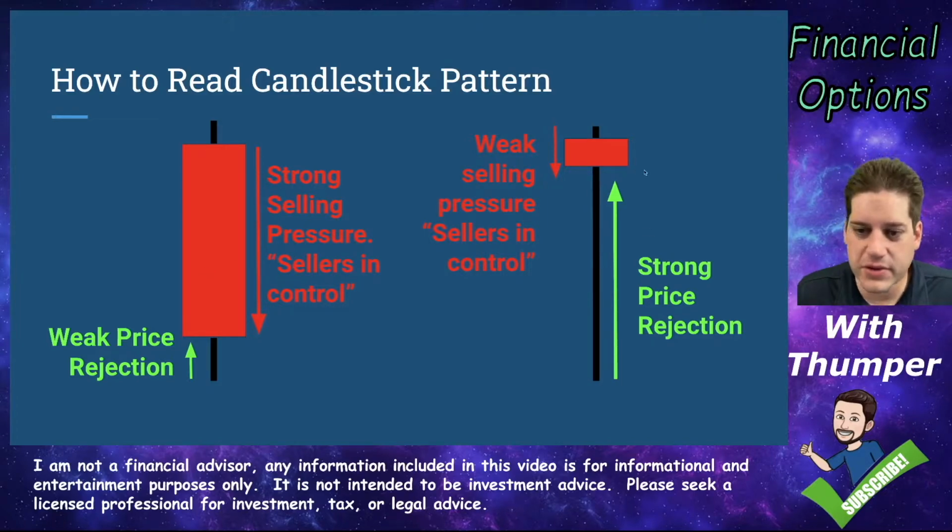Whereas this one, even though it's red, shows a strong price rejection because the buyers are able to push it from the lowest point in the minute all the way back up to almost the price it was at open. So the size of the wicks matter when you're trying to read these charts as much or even more so than the actual color of the bodies themselves.